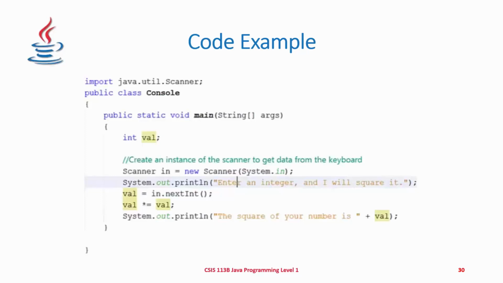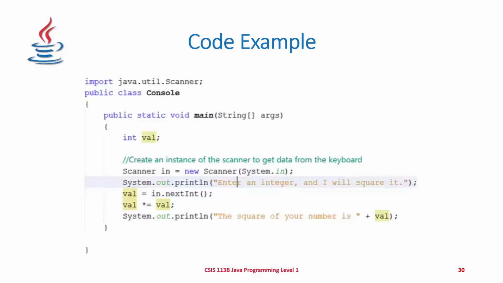Then we create a prompt for the user to read, which reads, enter an integer and I will square it. So then the user will enter an integer from the keyboard, which we will then use the instance of in, the nextInt method, to get that integer value that they're typing in and assign it to our val integer variable. And then we'll square it by using the shortcut operator times equals, so val times equals val.